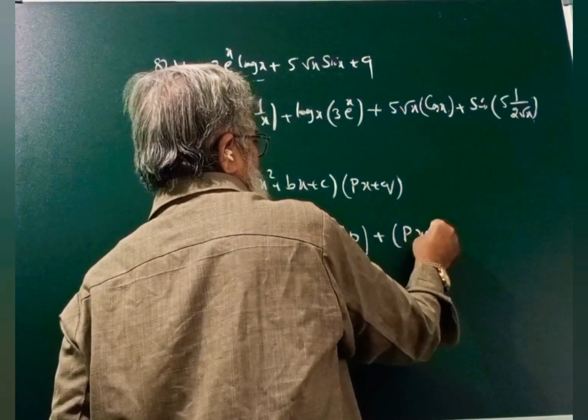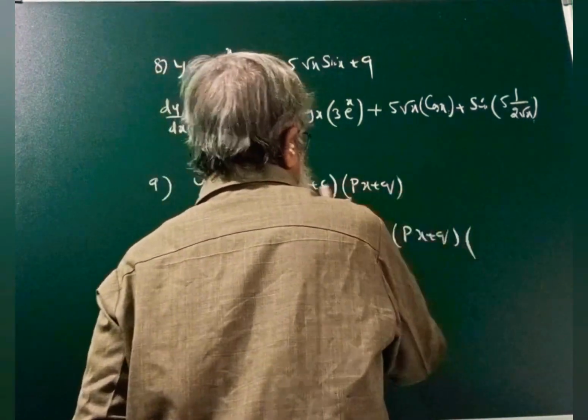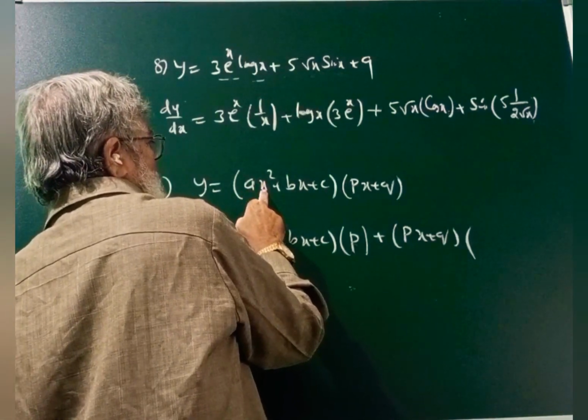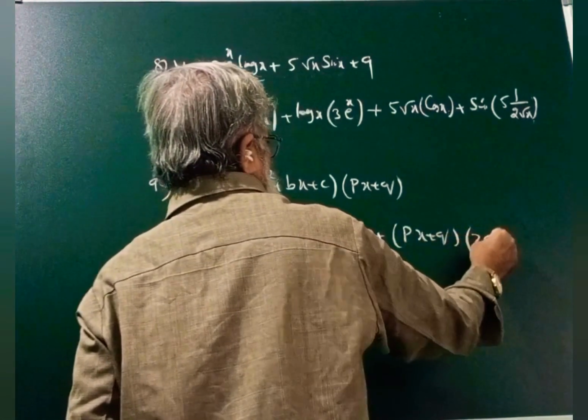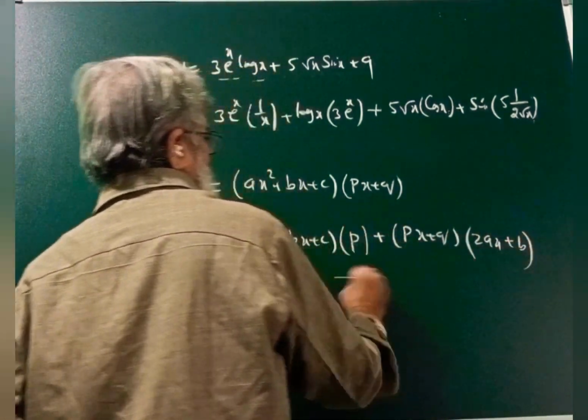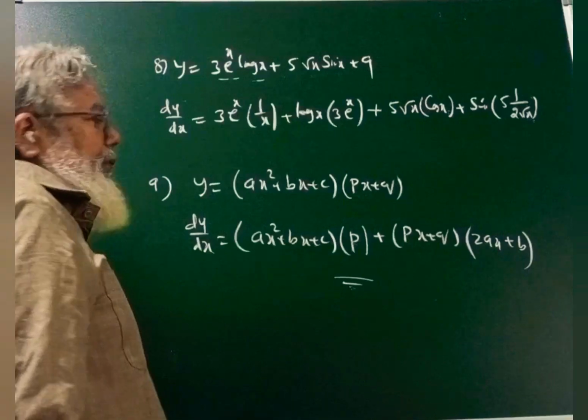Second function as it is. Now we have to differentiate this bracket. A is a constant, the derivative of x square is 2x, that is 2ax. And b into 1 is b, c is 0. That is the required derivative of the product.